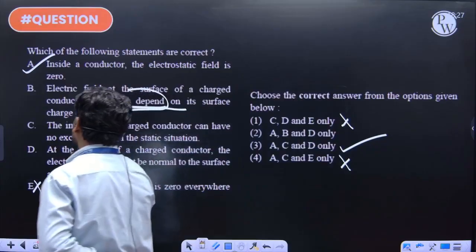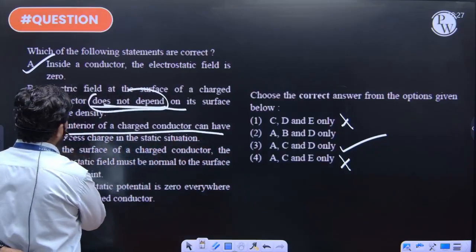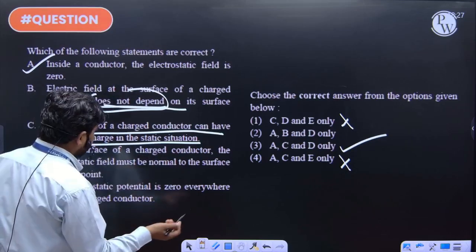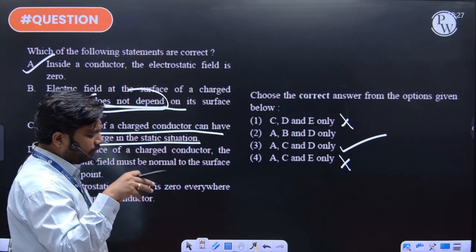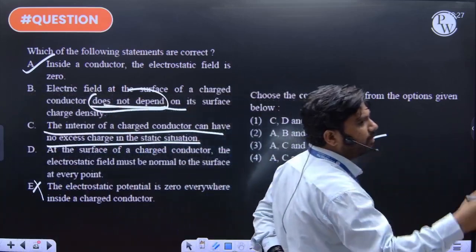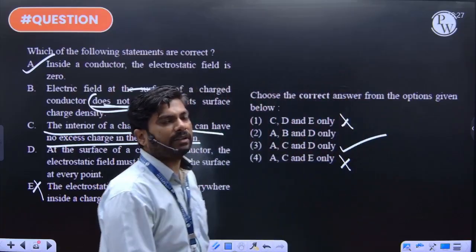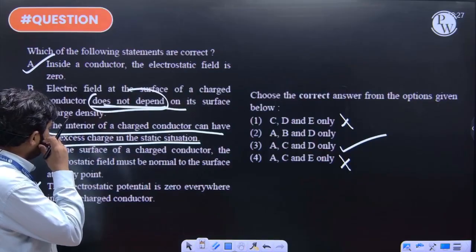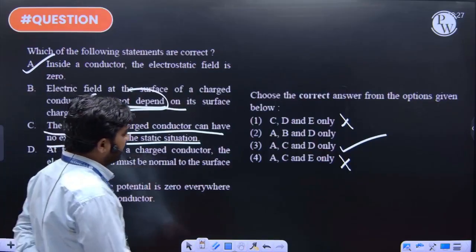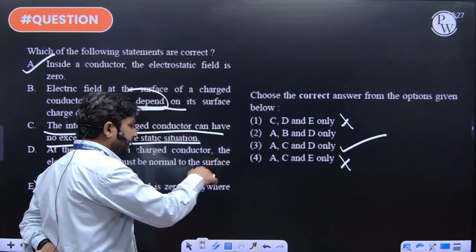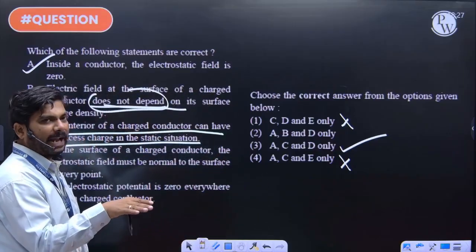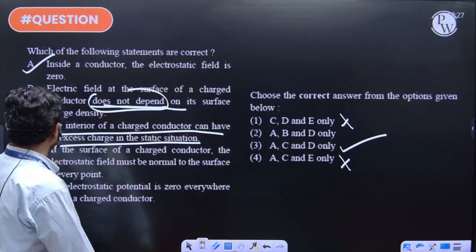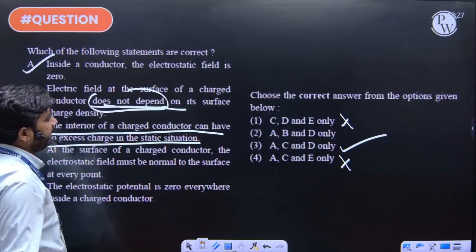But let's check it. The interior of a charged conductor can have no excess charge in the static situation. That is correct. If you are talking about the charged conductor, all of its charge resides in its outermost surface. At the surface of a charged conductor, the electrostatic field must be normal to the surface. Yes, otherwise, if it makes some angle, it will give rise to a surface current, which is not possible. So A, C and D are correct.